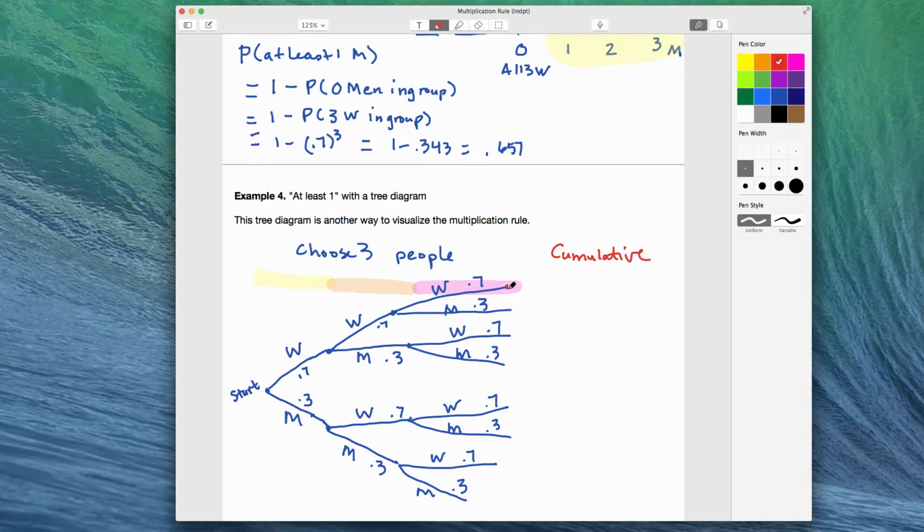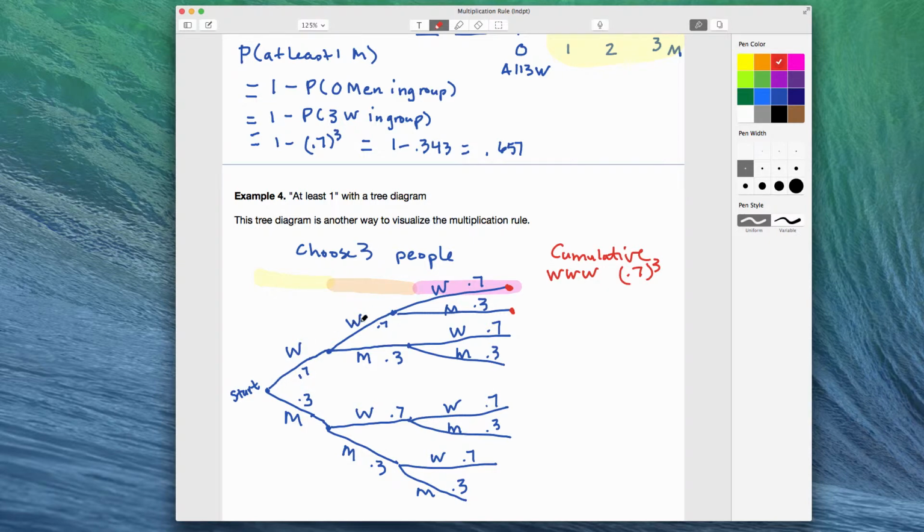If you look at each end branch and follow backwards, it's going to tell you what order you picked your people. So woman, woman, woman. The chances of that happening would be 0.7 to the third power. Now let's go to the second branch. If I backtrack, it's easier to see all of my options because you don't have to figure out what you already did. You just have to go back to the start.